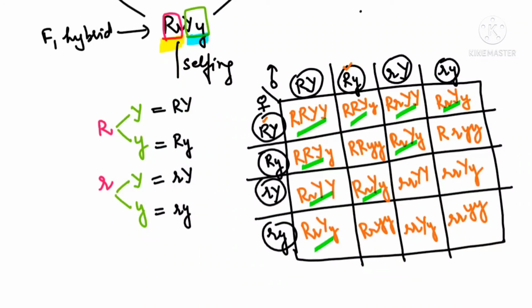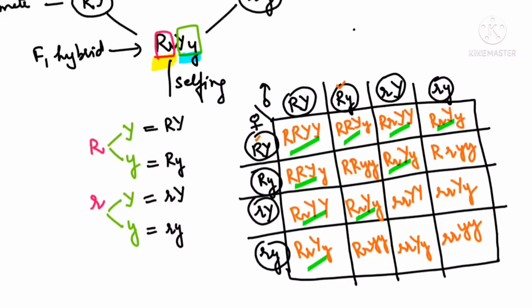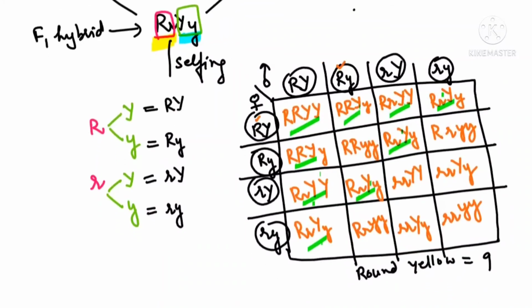So total, how many round yellow have you studied till now? 1, 2, 3, 4, 5, 6, 7, 8, 9. So you will write what? You will write round yellow total is 9. Clear, beta? And now let us count another one.